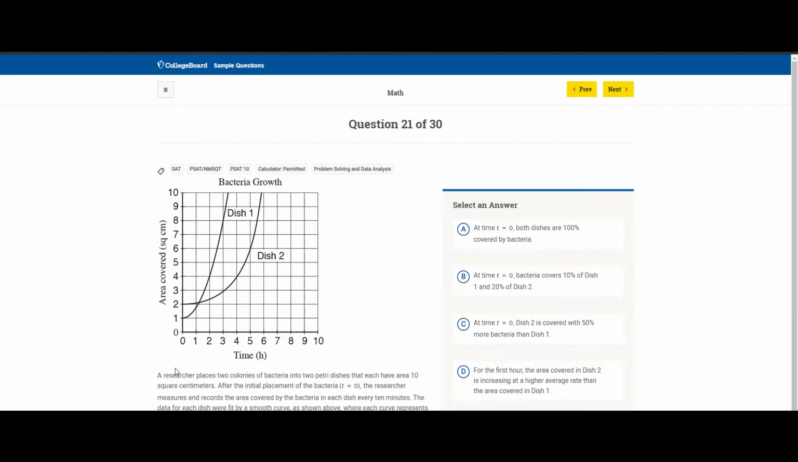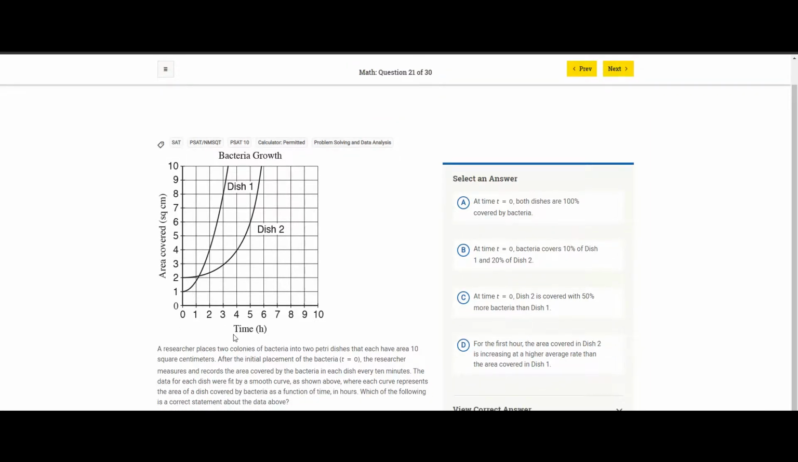Okay. A researcher places 2 colonies of bacteria into 2 petri dishes that each have area 10 square centimeters. After the initial placement of bacteria, the researcher fits the data of each dish by a smooth curve. Each curve represents the area of the dish. Which of the following is a correct statement about the data above?